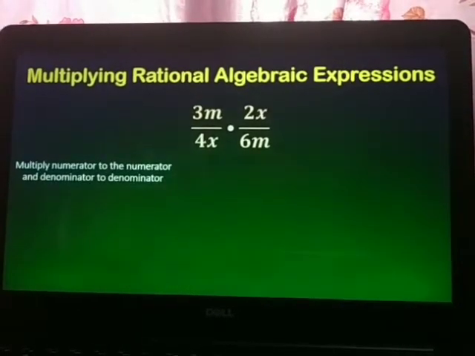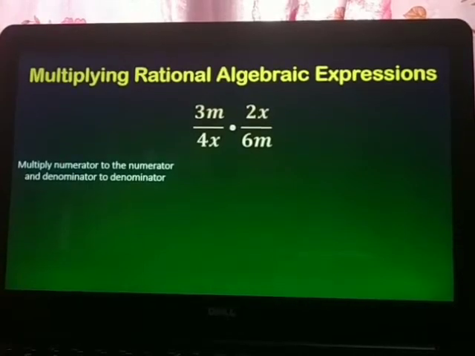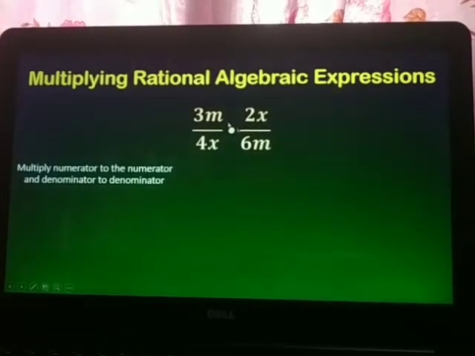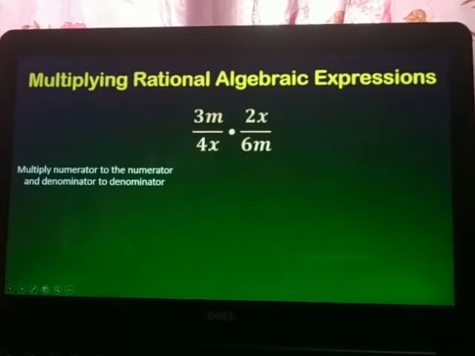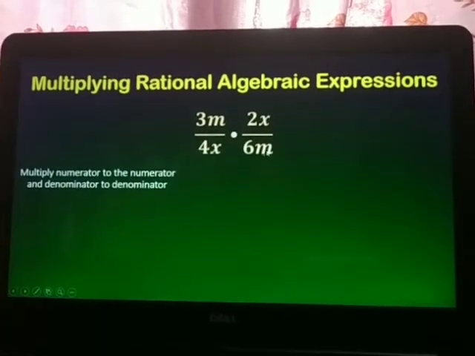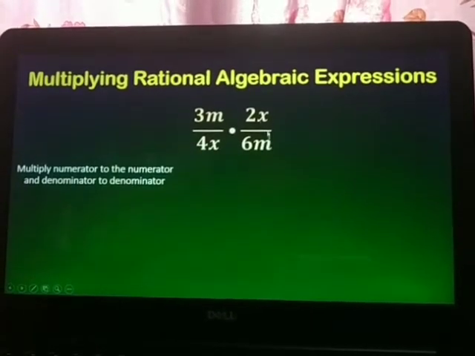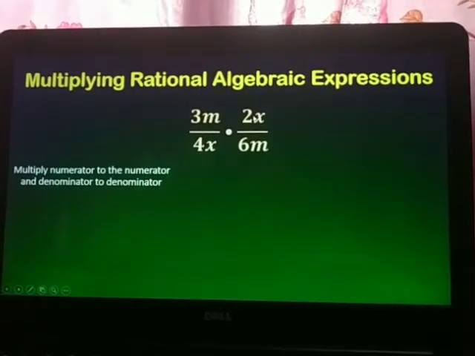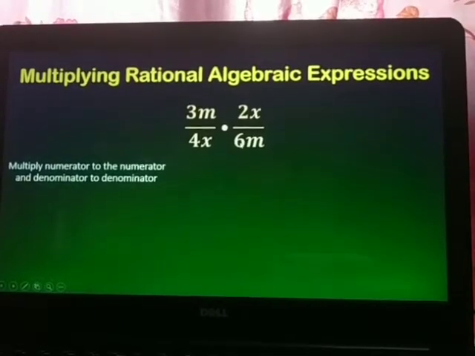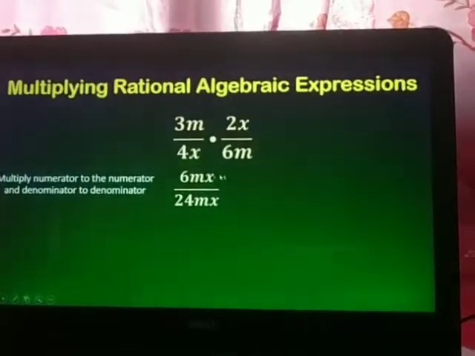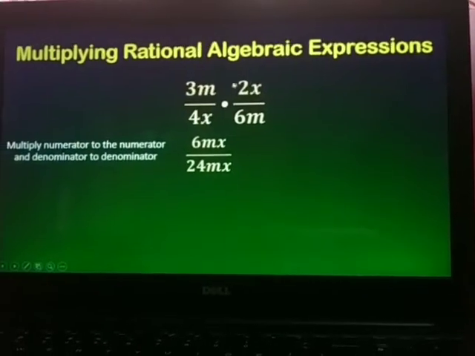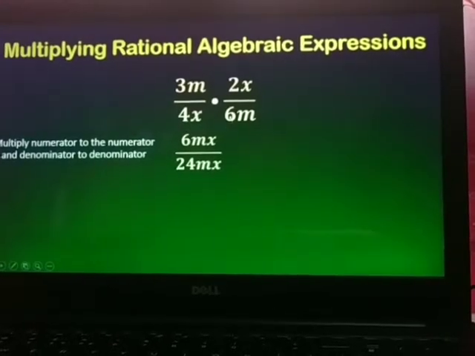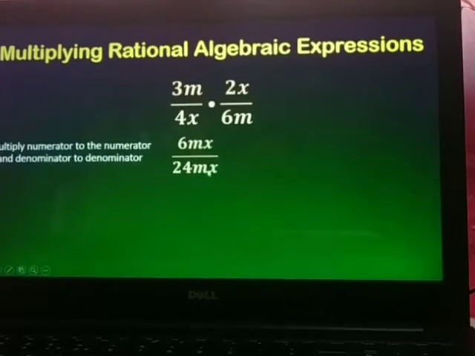First step, multiply the numerator to the numerator and denominator to denominator. Numerator to numerator, just multiply. 3m times 2x, that's numerator to numerator. Then denominator to denominator, 4x times 6m. And so the answer is 6mx over 24mx. 3m times 2x is 6mx. 4x times 6m is 24mx.